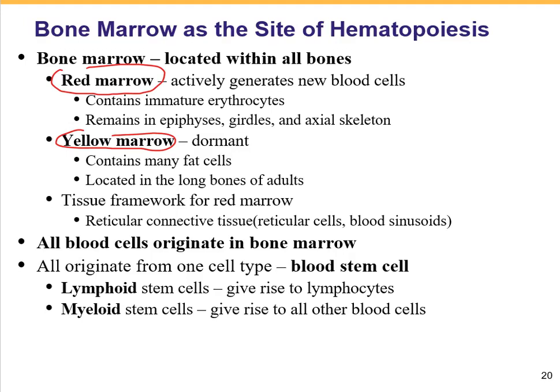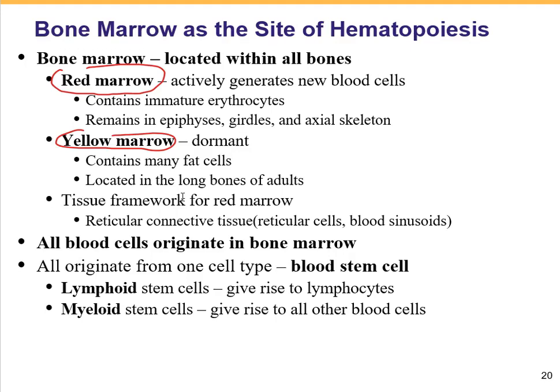In adults, yellow marrow is primarily found in the central cavities of long bones, or the medullary cavities of the long bone. And then in adults, yellow marrow is going to be replaced.